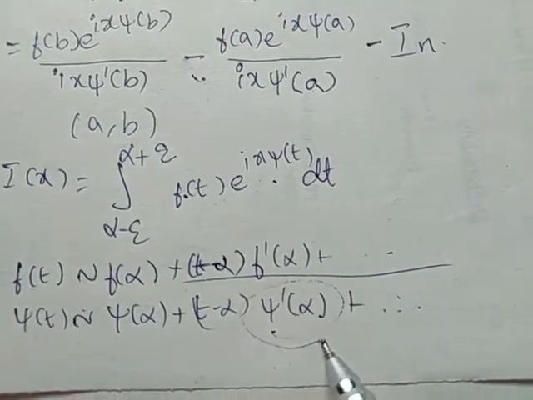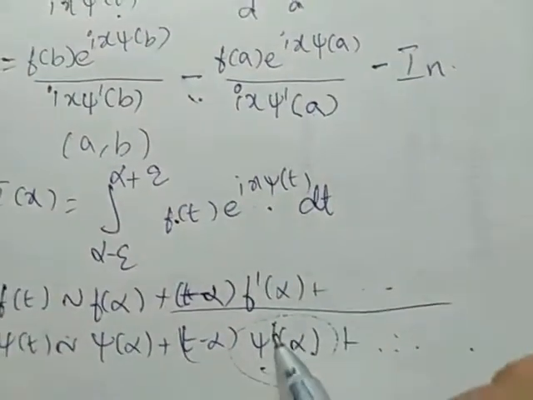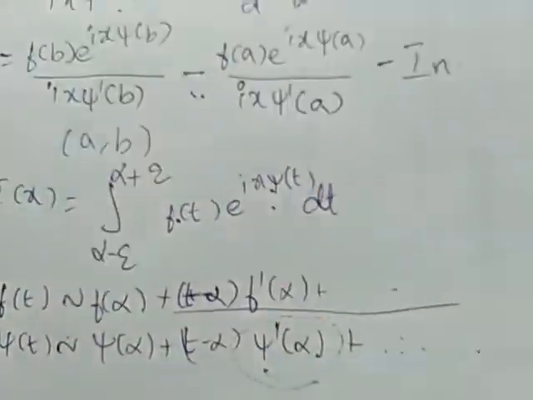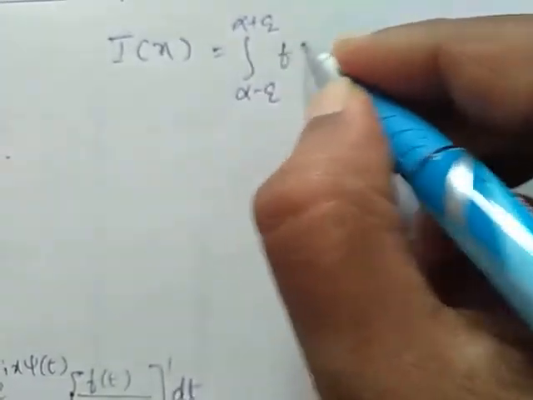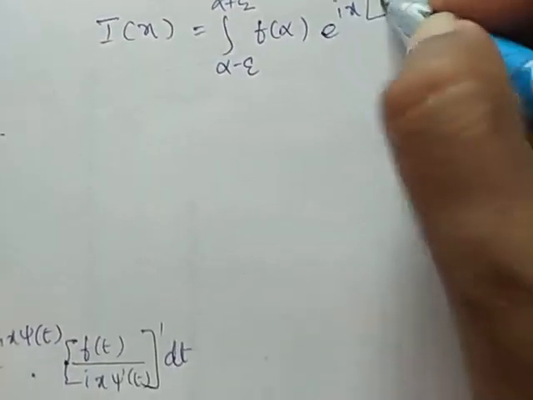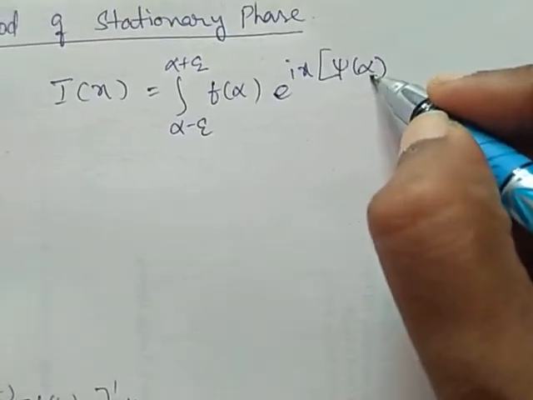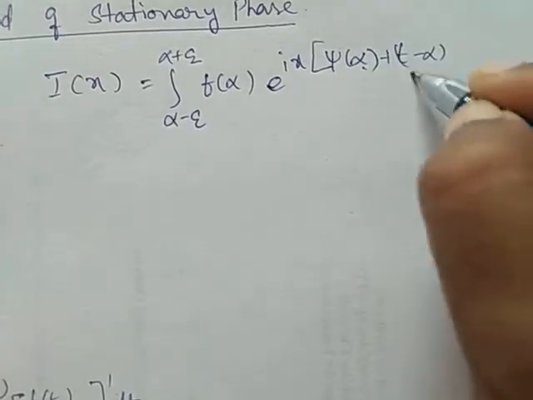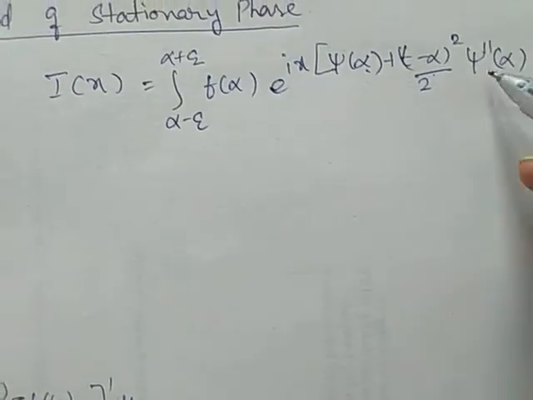ξ'(α) is 0. Therefore, we are considering till the second term. When we substitute this in our integral, we will get I(x) = ∫ from α−ε to α+ε of f(t) reduced to f(α), e^{ixξ(t)}, with ξ(t) reduced to ξ(α) + (t−α)²/2! times the second derivative, since ξ'(α) is 0, dt.